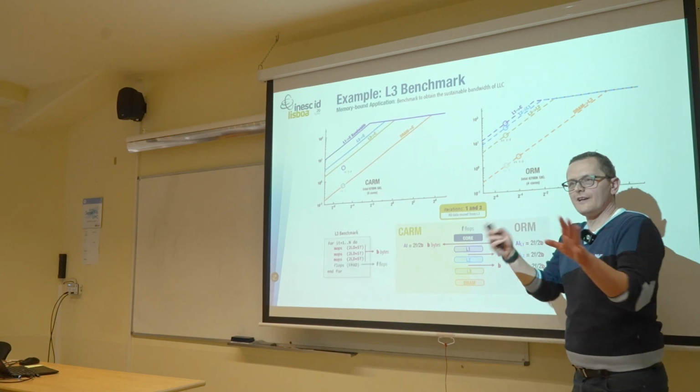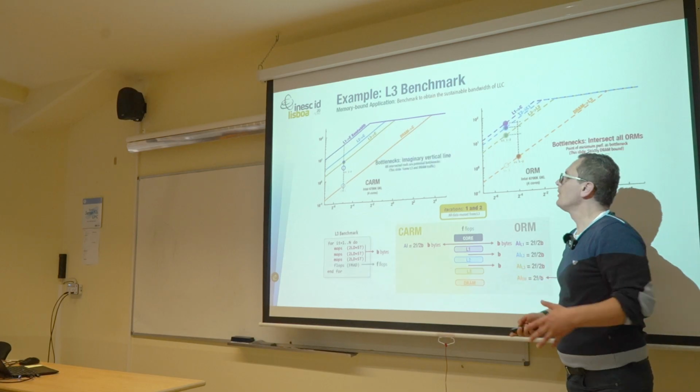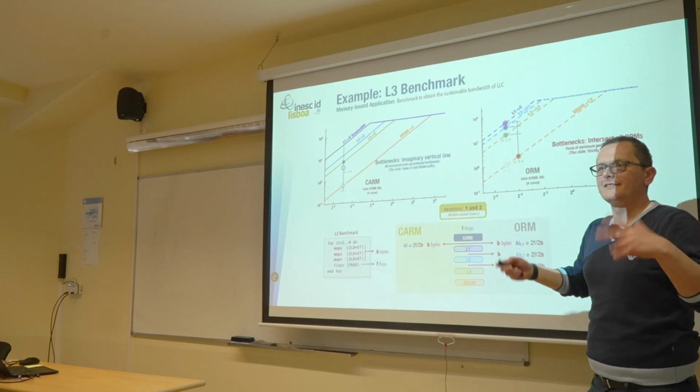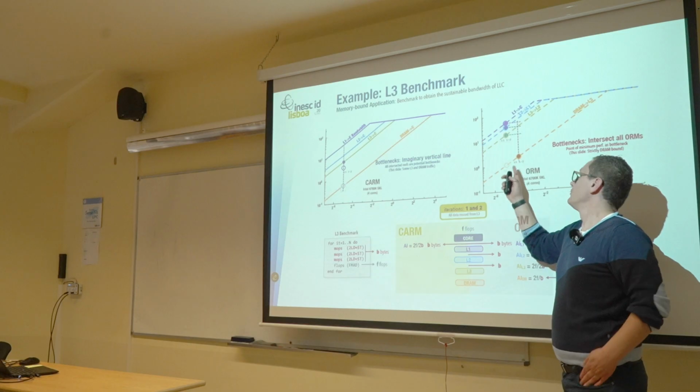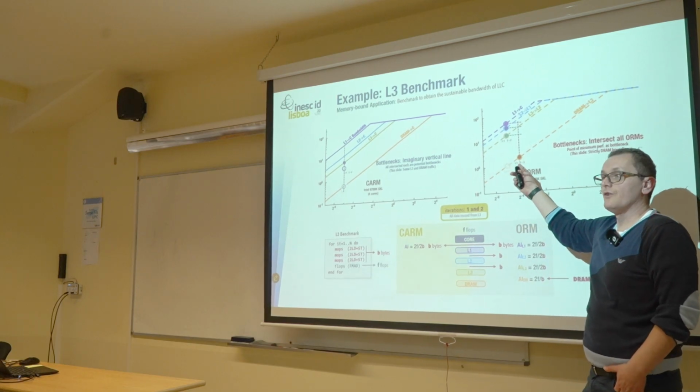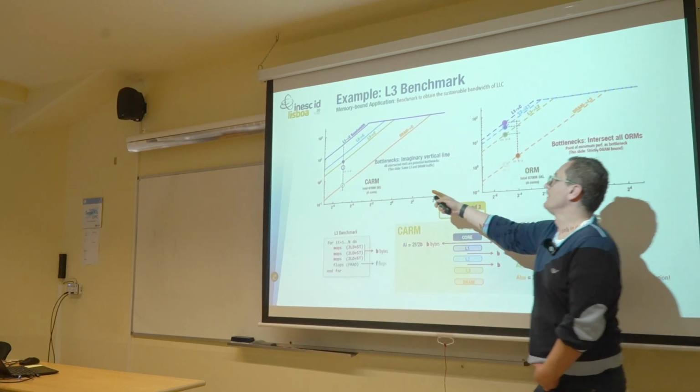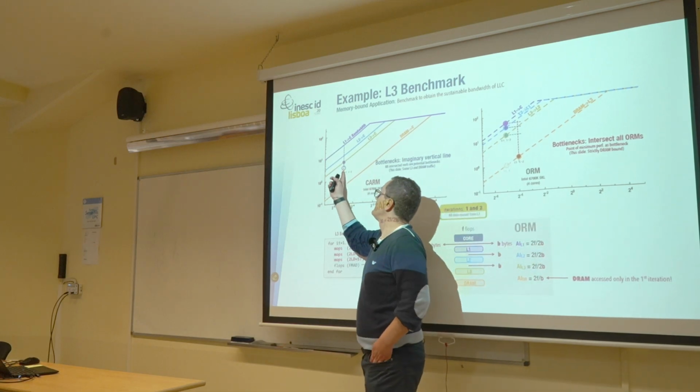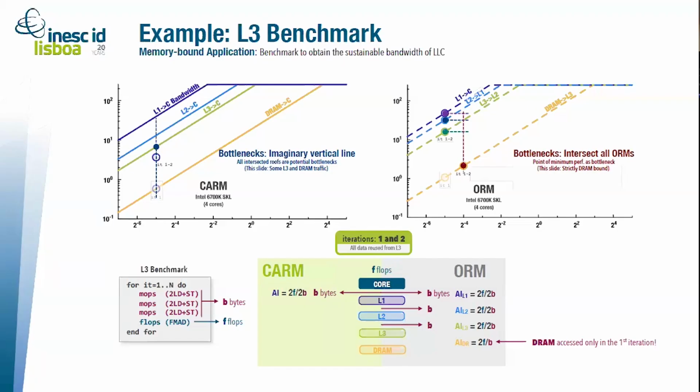If I go on, then the rest stays exactly the same. Optimization, you got it. You put vertical lines in both of the models, basically. You look at the point of minimum performance in ORM. So they say DRAM is a problem. Here you can actually see that it tells you that your point is limited by both DRAM and L3, which you kind of know because of the nature of the test.